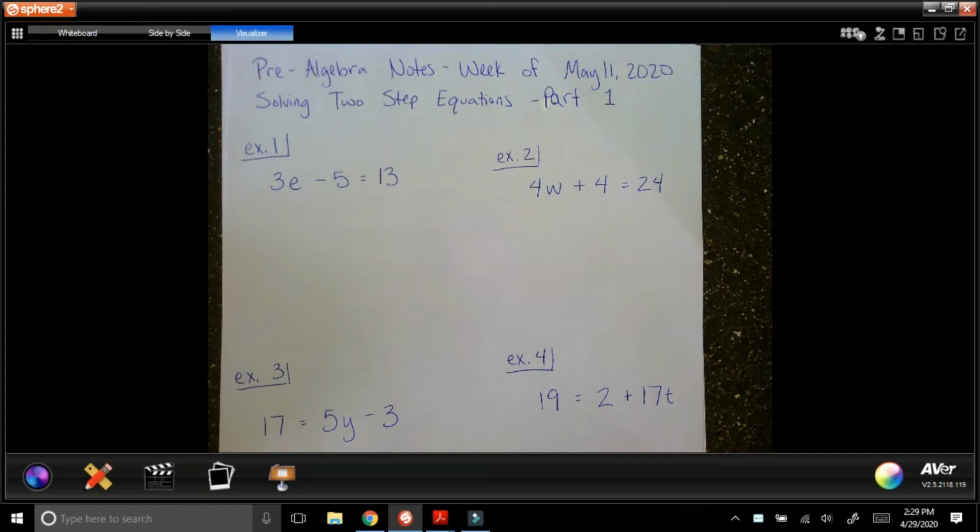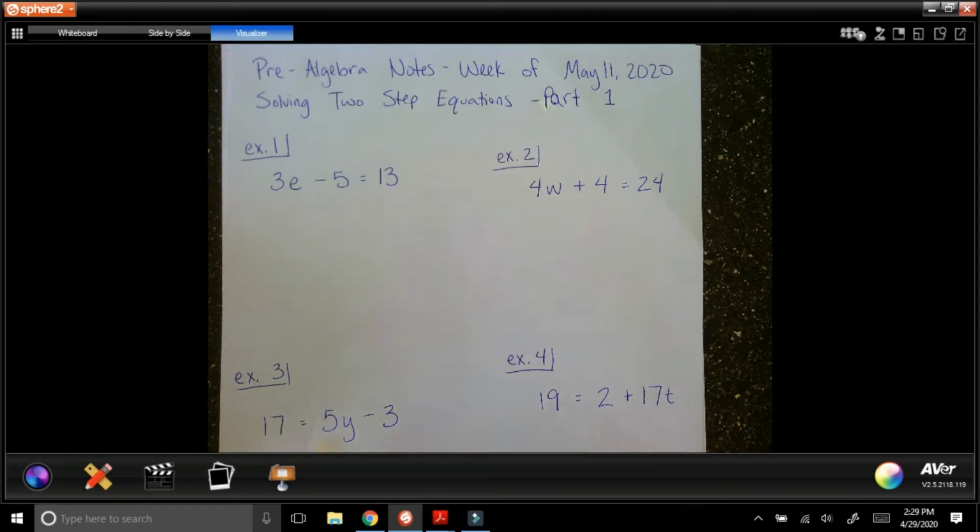This week's lesson is going to be solving two-step equations. I've labeled this part 1. These two-step equations will look very similar, and then we'll add on a little bit to this next week. So we'll spend a couple weeks doing two-step equations. This is adding on to the week before, so if you haven't had a chance to go and watch that video or do those notes where we just looked at one-step equations, make sure you go back and do that.